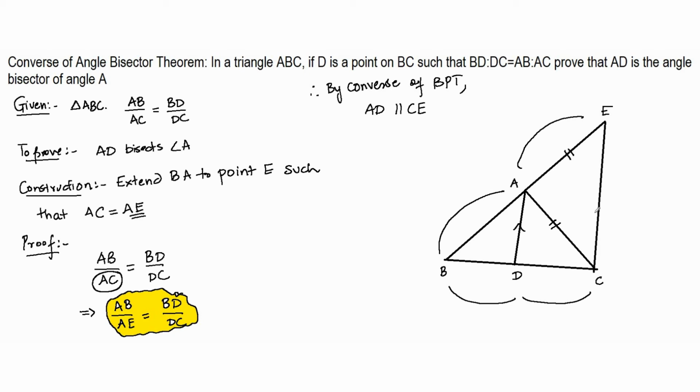So if AD is parallel to CE, let us now try to mark this particular angle as X. So if this angle is marked as X, then according to the corresponding angle test, because the lines are parallel, I can also mark angle E as X, right? So this angle is also going to be marked as X. So let angle BAD be equal to X. Therefore, angle AEC is also going to be X because these are the corresponding angles, right?